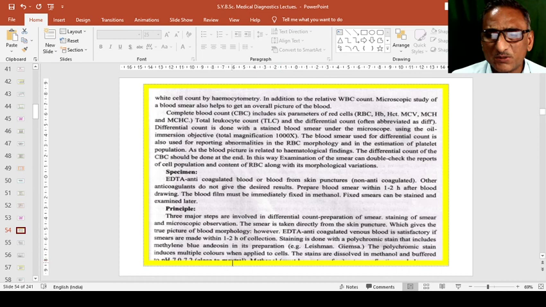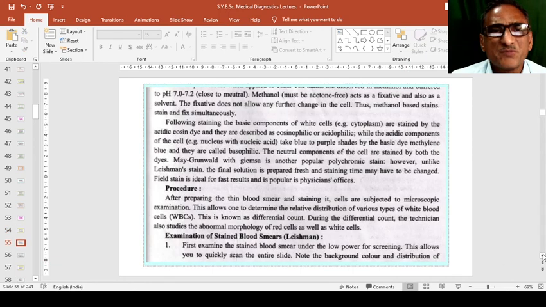The polychromatic stain includes multiple colors when applied to the cells. The stains are dissolved in methanol and buffered to pH 7 to 7.2. Methanol acts as a fixative and also as a solvent. This can be used in the preparation of a blood smear to study the differential count of WBC. The cytoplasm of white cells is stained either acidophilic, basophilic or neutrophilic, depending on the type of dye, and then we can identify the structure, either the nucleus or the other contents.